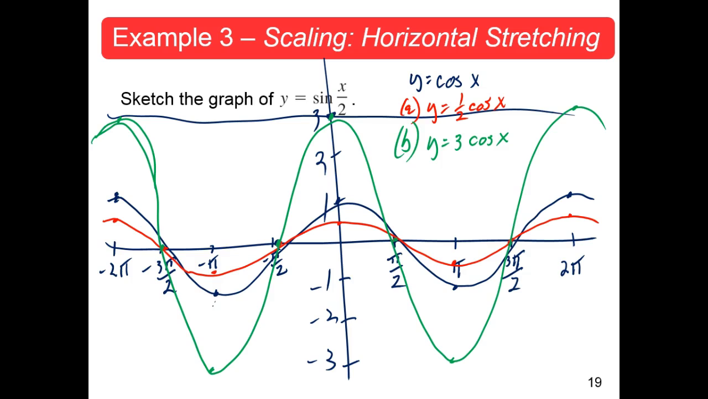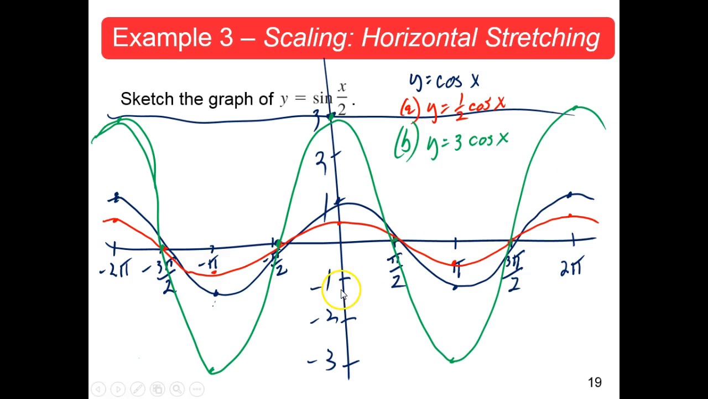But there's example 2. The darker graph there is just your original cosine function, and the red one is a vertical shrink by 1/2, and the green one's a vertical stretch by 3. Make sense? That's what amplitude does for you. All right.